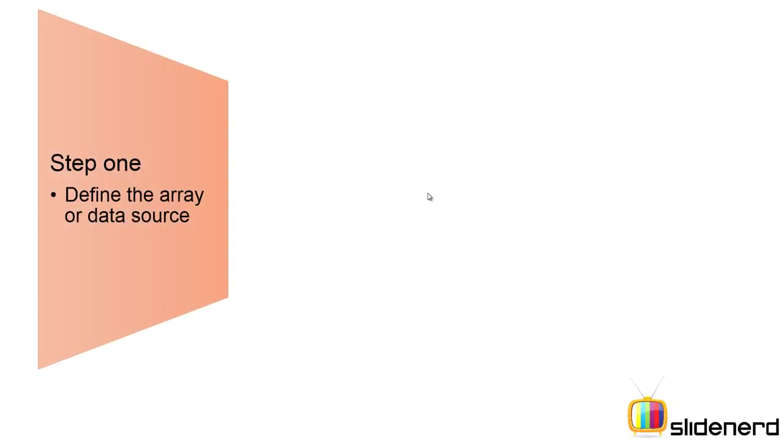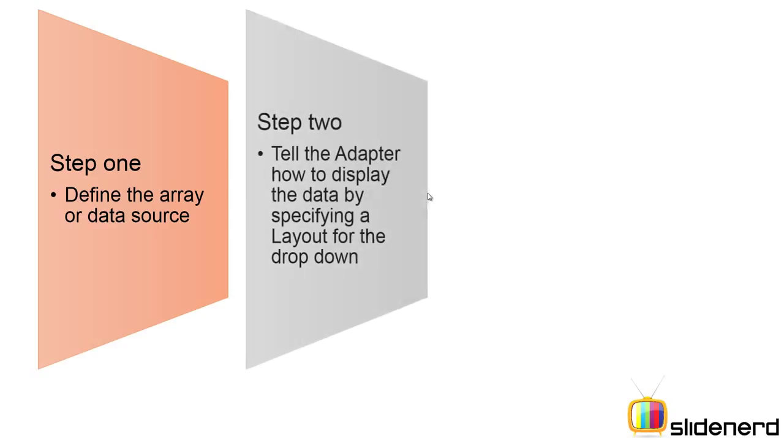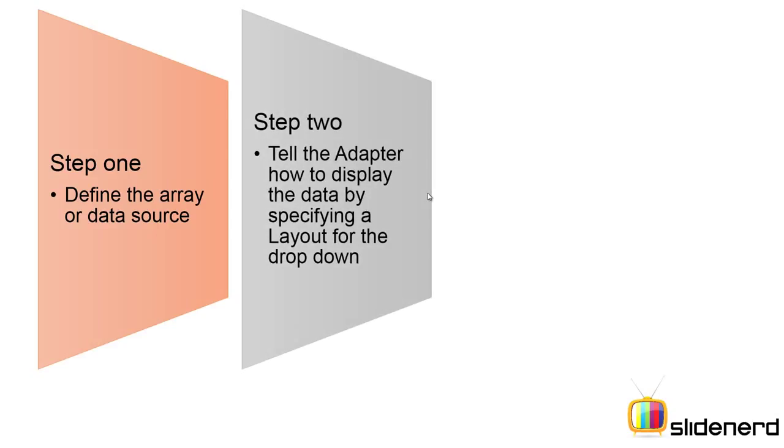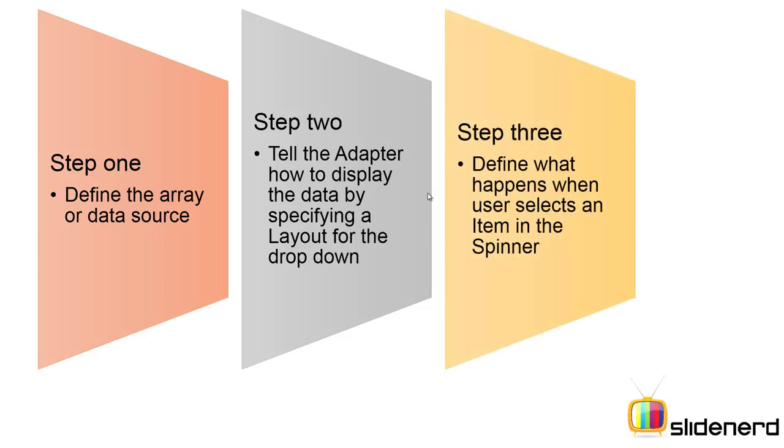So what are the three steps involved in making and using a spinner? Step 1. Define the array data source. Step 2. Tell the adapter how to display the data by specifying a layout for the drop down. Step 3. Define what happens when the user selects an item in the spinner.